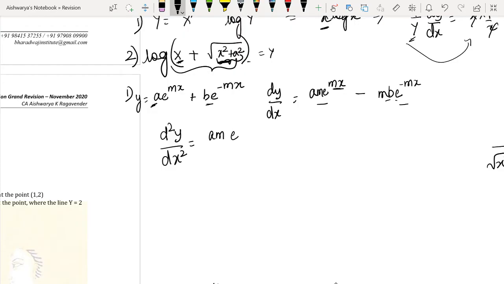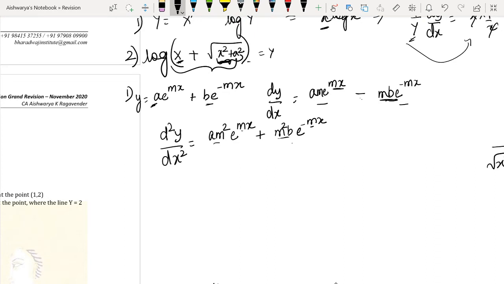e power mx differentiation is e power mx, but additionally this m will come out, so it will become am square. Similarly here, m and b are constant. I am not putting the plus and the minus sign right now. Just wait for it. Constants, keeping it as it is. e power minus mx is e power minus mx. This minus m will come out additionally, so this will become m square. This minus into minus will become a plus. So this is what you have.